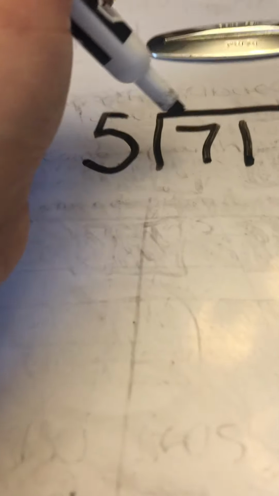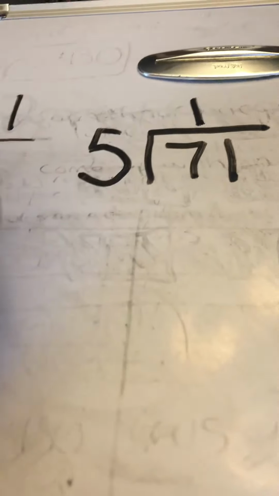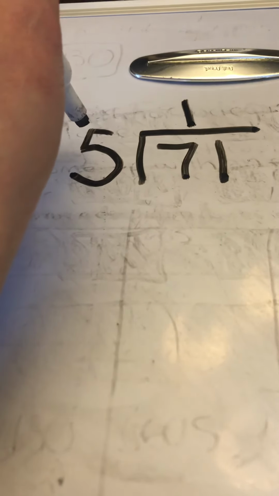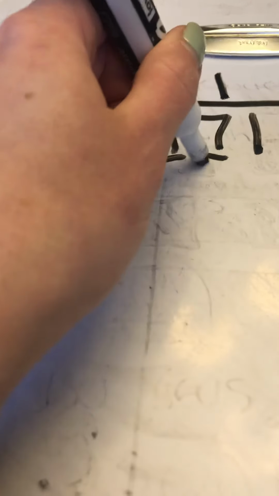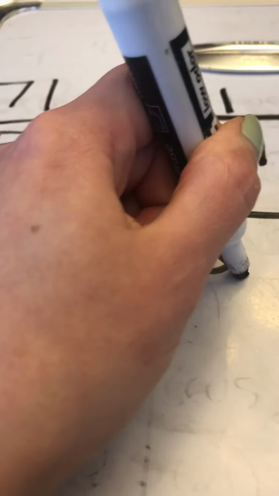Okay. So the first thing you're going to ask yourself is how many groups of 5 can fit into 7? So if you have 7 of something, how many groups of 5 can you make? Well, you can make 1. One group of 5 is 5. So that's the multiply step, okay? So then what you're going to have to do is subtract 5 from 7. So you do that. You draw your line and you go 7 subtract 5 is 2.